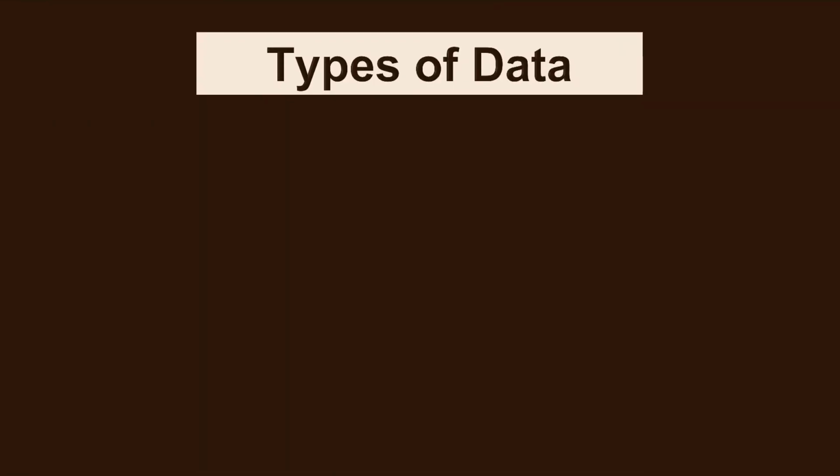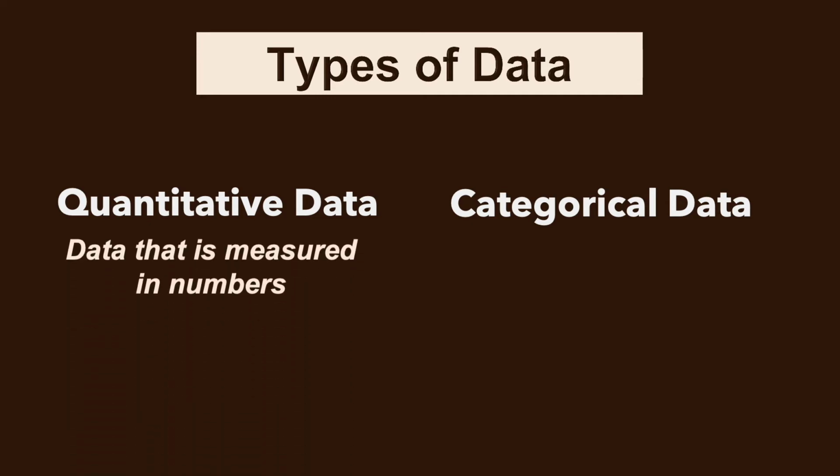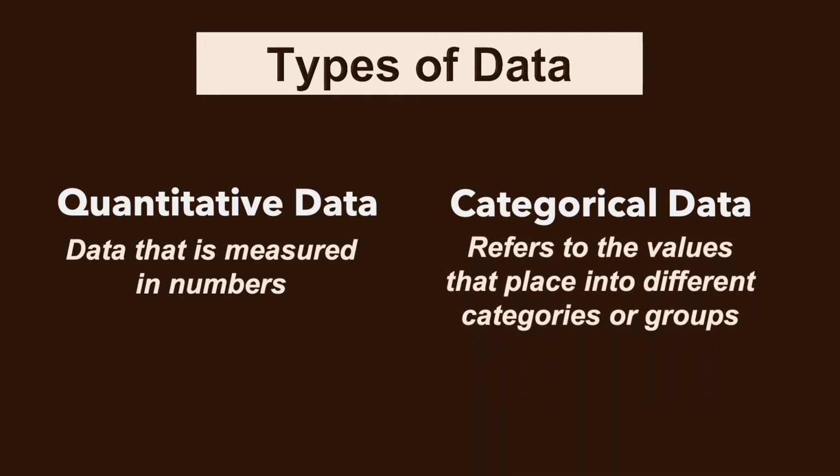In statistics, you'll have two types of data, quantitative and categorical data. When we say quantitative data, this is the data that is measured in numbers, while categorical data refers to the value that falls into different categories or groups. To help you with the type of data, in quantitative data the expected answers are numbers, while in categorical data the expected answers are words.